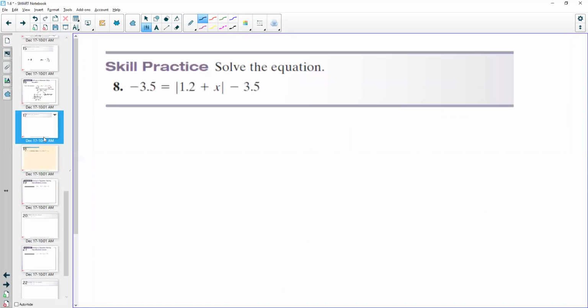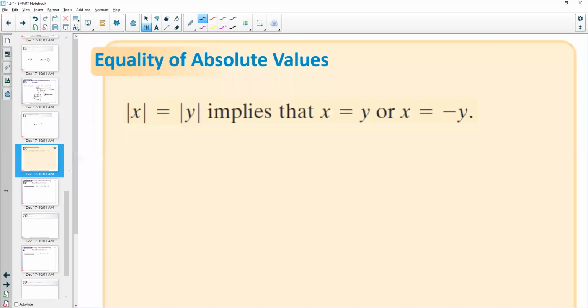The next slide, very, very similar, right? You can do this one. I have faith in you. The answer in this case is going to be x equals negative 1.2. All right. Then we have just a little bit more in this section.